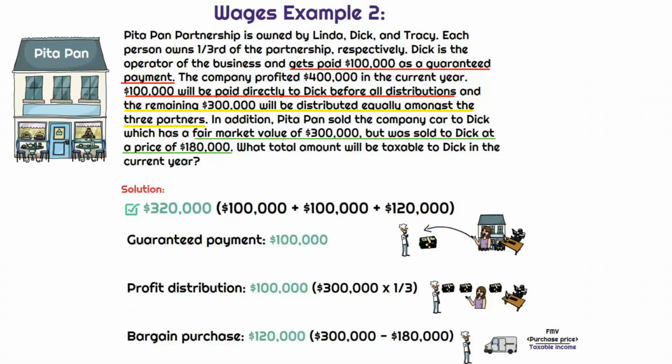All right, but what about this company truck that was sold to Dick? Expensive truck, had a fair market value of $300,000, but was sold to Dick for $180,000. Okay, so the difference is going to be considered a bargain purchase. So $120,000 is also going to be reported on Dick's tax return. So the total amount that is getting reported is $320,000. $100,000 from the guaranteed payment, $100,000 from the profit distribution, and $120,000 from the bargain purchase.